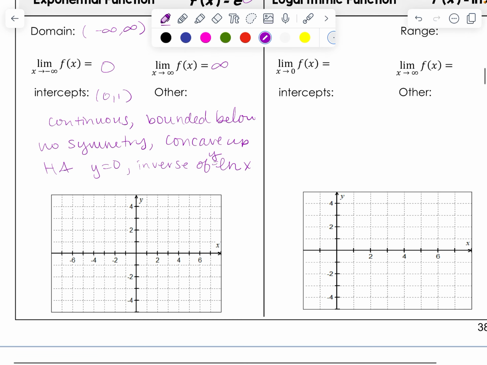So it looks like this. It goes through the point 0, 1. It hits the point at 1, e, which e is 2.7 approximately. And there's a horizontal asymptote here along the x-axis, so it looks something like this.